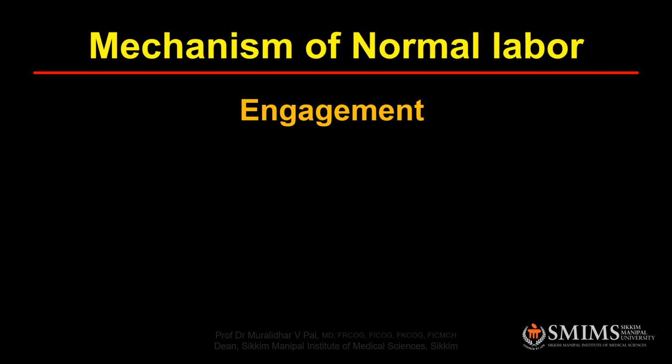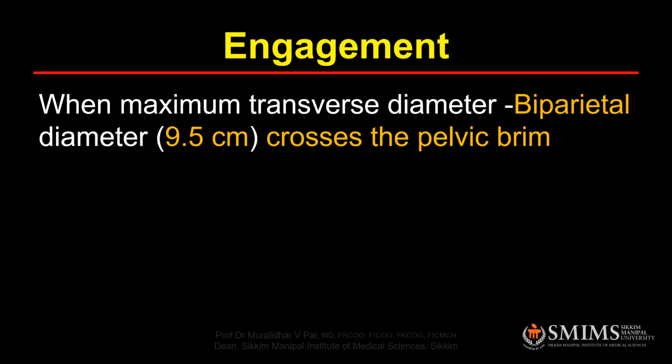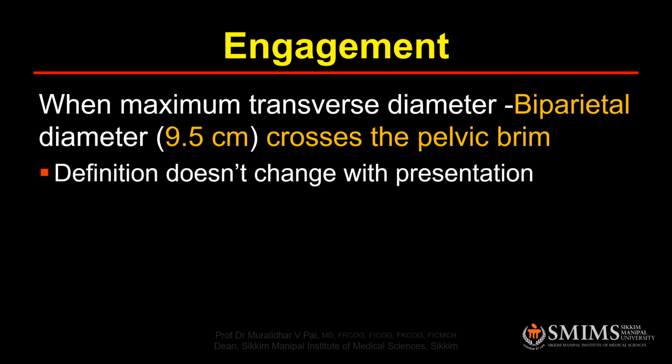The first step in mechanism of labor is engagement. Engagement is defined when the maximum transverse diameter, that is biparietal diameter, which is 9.5 centimeters, crosses the pelvic brim. The definition of engagement does not change with the presentation, whether it is vertex or face presentation.